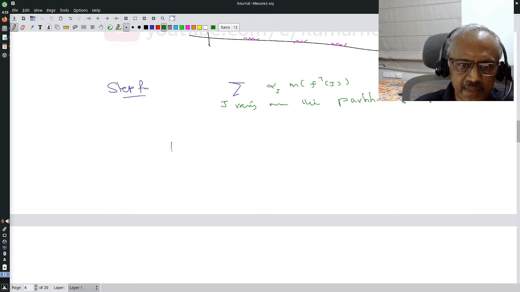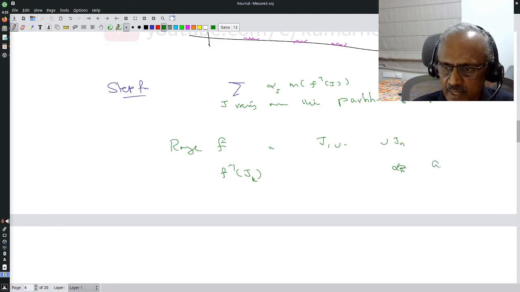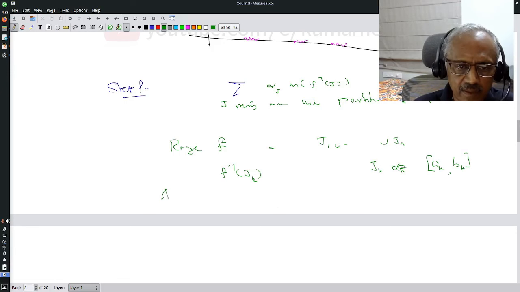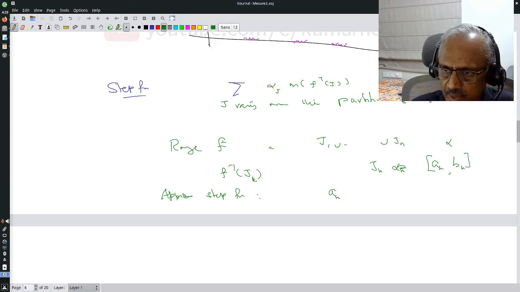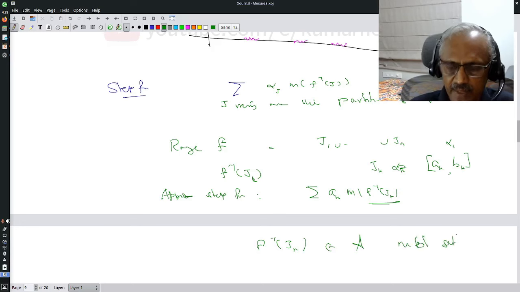If you don't like that, let us say the range of f equals J1 union up to Jn, this is a partition. Then let us look at f inverse of J1, Jk, etc. Now Jk may be, let us say, Ak, Bk. Suppose my Jk is this, then I can define an approximate step or simple function. I can define it simply as Ak, or take any alpha k here, times the measure of f inverse of Jk. I want to define this, but f inverse of Jk should make sense. Remember, f inverse of Jk should be in the admissible set. It should be a measurable set.